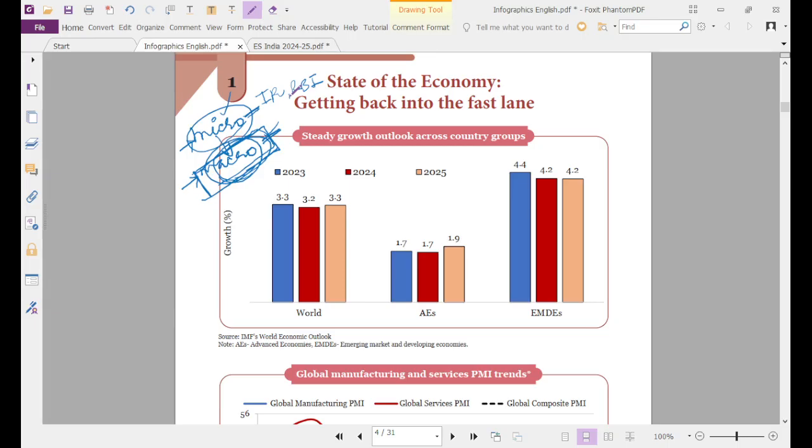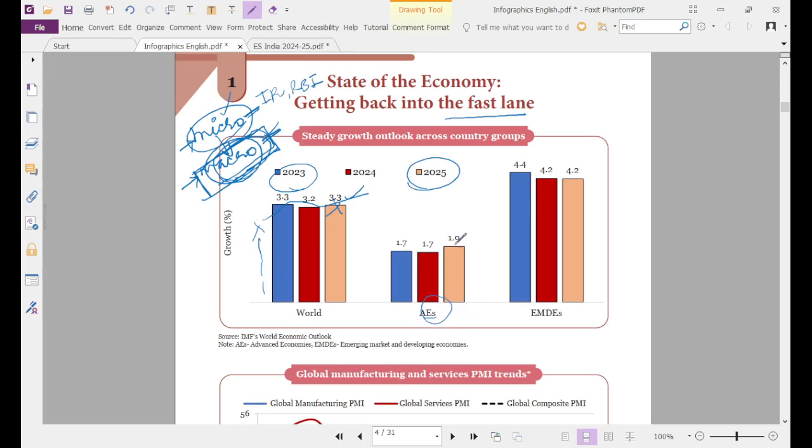So quickly getting into the state of the economy, getting back into the fast lane of the first chapter, the world has been experiencing a growth of 3.3% in 2025, which is good. Like post the COVID in 2023, there was a dip, and there has been a rise worldwide. There are advanced economies like the US, UK, Canada, all those.